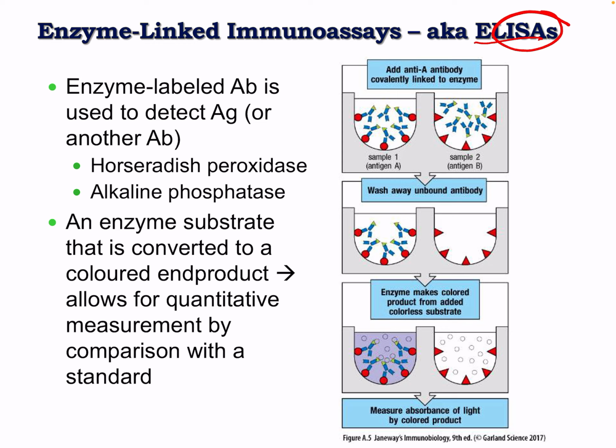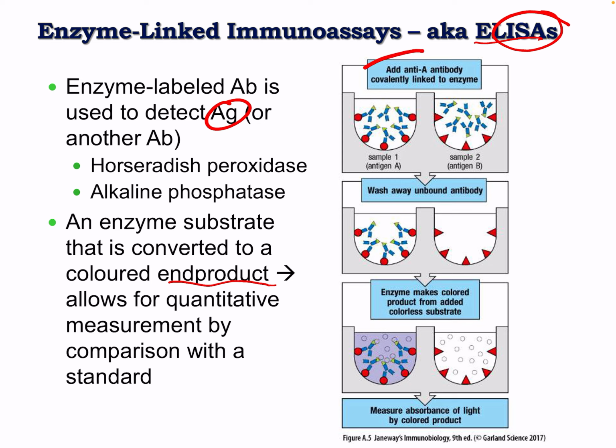In an ELISA, an enzyme labeled antibody is used to detect antigen or another antibody. For example, we have horseradish peroxidase and alkaline phosphatase. An enzyme substrate is converted to a colored end product, usually immunofluorescent in nature, and this allows for quantitative measurement by comparison with a standard.